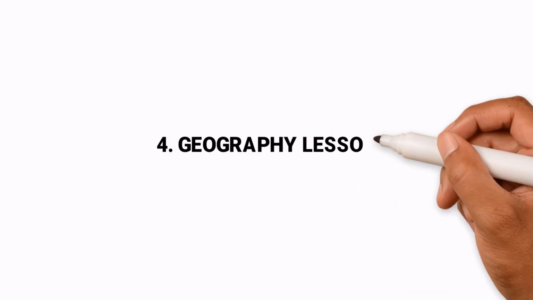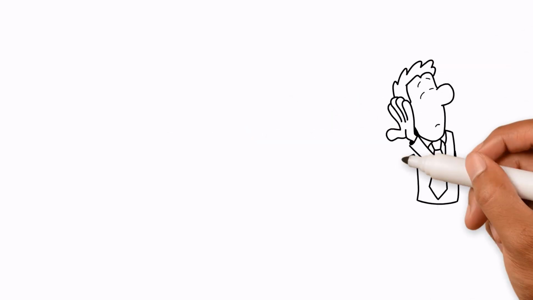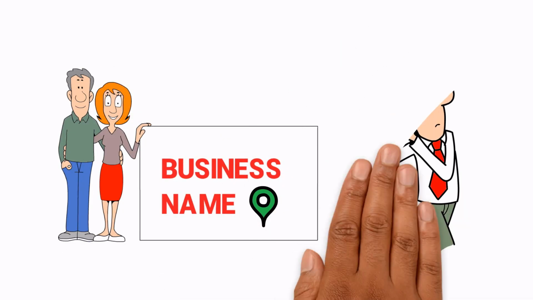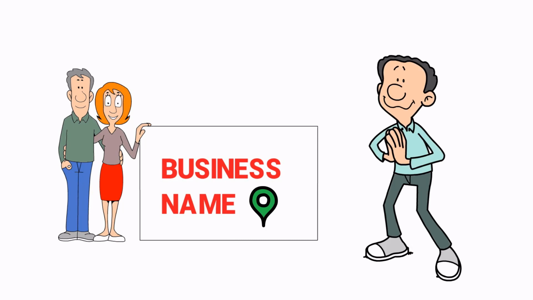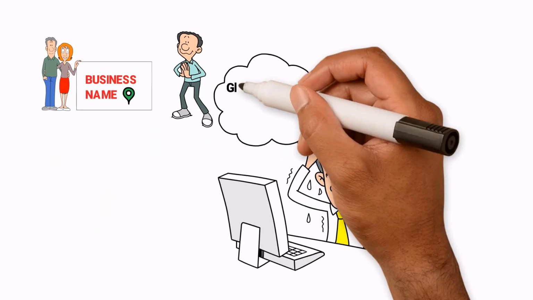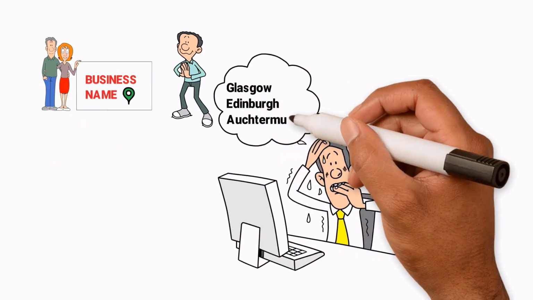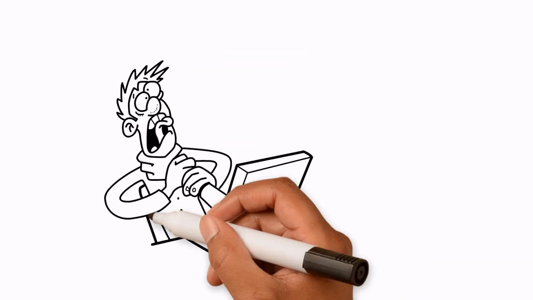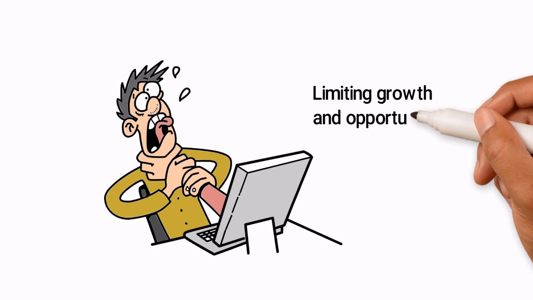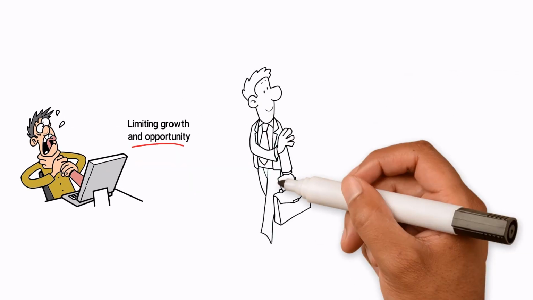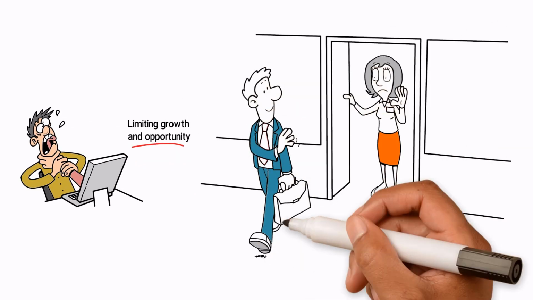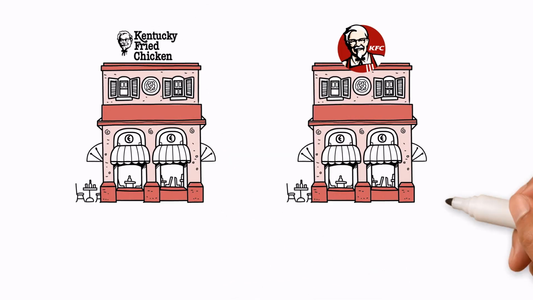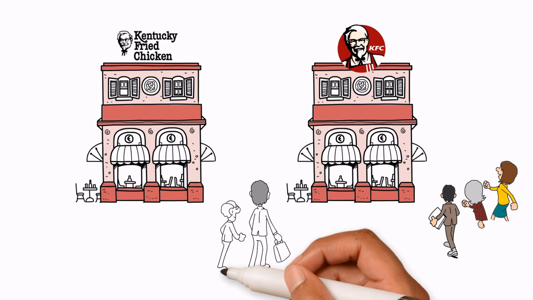4. Geography lesson. Steer clear of putting where you're from in your company name. You might want to pay tribute by putting your hometown in there, but you really don't want Glasgow, Edinburgh or Auchtermuchty in your name as your firm grows. Trust me, it can end up being a millstone around your neck. It can limit growth and opportunities, as potential clients could think of it as being a local parochial company. Look at KFC, originally Kentucky Fried Chicken, the name change signified a wider outlook.